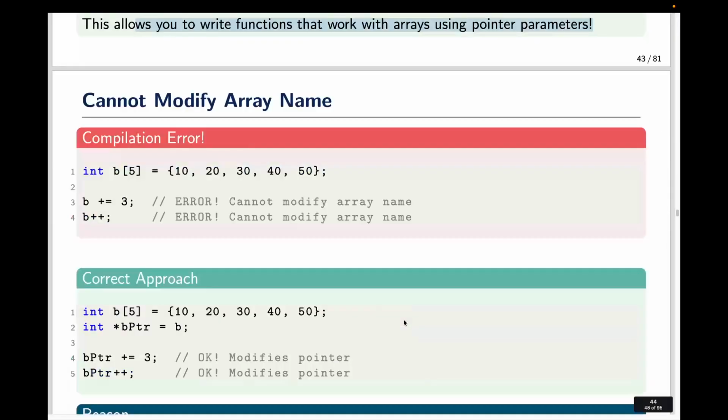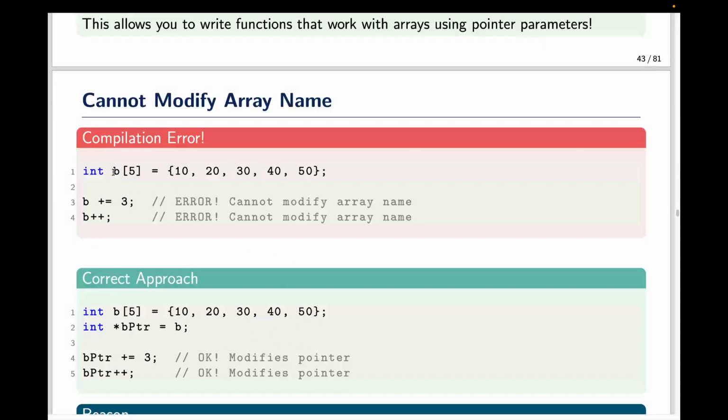But remember, you cannot modify the array name. If you have declared an array, you cannot modify the array name. So you can't do arithmetic like b plus equal to 3, or b equals b plus 3. You can't do it because b is a name. If you want to do something, you have to make a bptr and then do it like this. Then you can actually do it, because this is modifying the pointer. You can't do this thing.